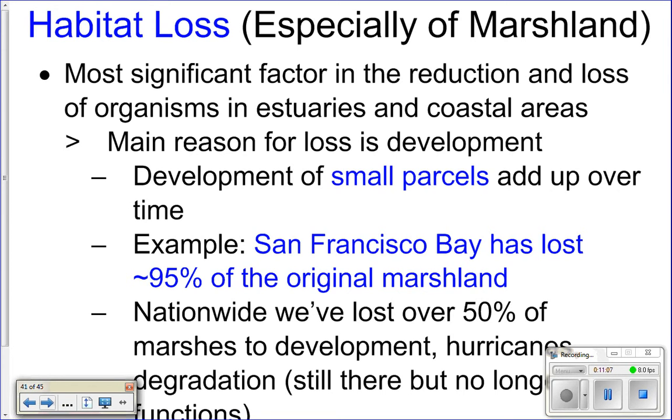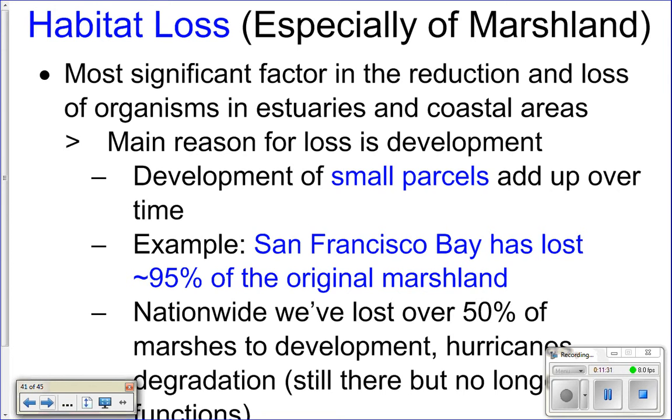The other danger, or another danger, to estuaries would be habitat loss. Most significantly, loss of marshlands, so salt marshes. So when we lose marshland, people tend to not just be like, oh, here's a big area of marshland, let's fill all of this in and destroy this habitat.